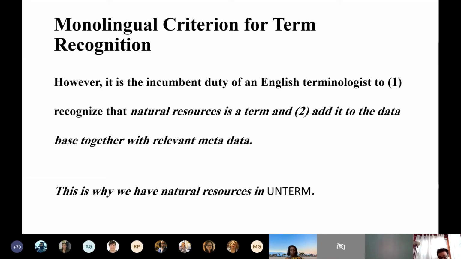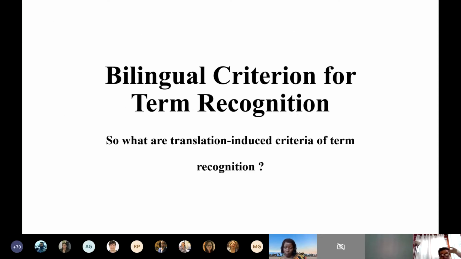And of course, it is the incumbent duty of the monolingual terminologist to add it to the database. And we have it already in UNTERM. Now we move to the bilingual criteria for term recognition that concern us as translators when we contribute to the terminology work.